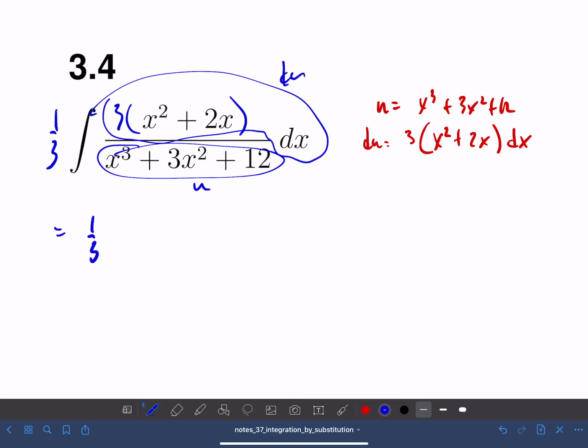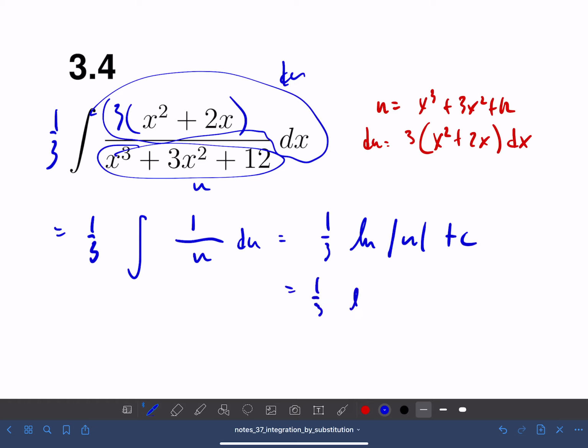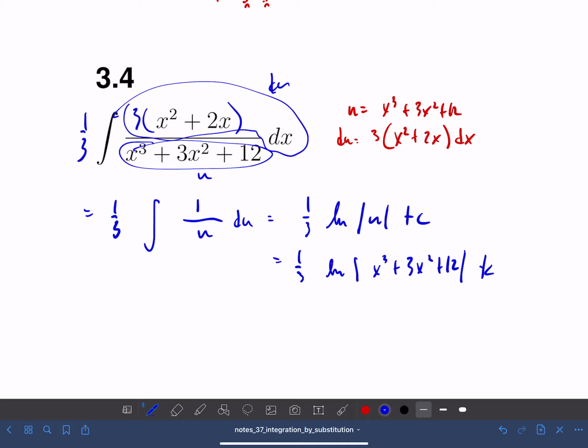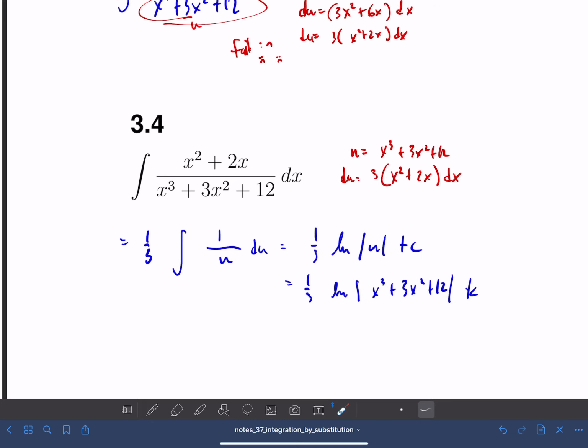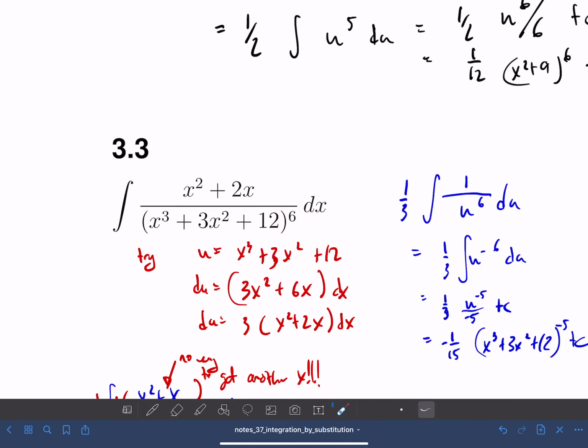So this is equal to a third of the integral of 1 over u du. And remember, the power rule doesn't cover the u to the minus 1 case, which is this. So this is a third of the natural log of the absolute value of u plus c. I need you to memorize that one. One third, the natural log of the absolute value of x cubed plus 3x squared plus 12, plus c. Really different, right? So whether you've got powers in the bottom or not makes a big difference. If that's a 1 right there, then it turns into natural log. But when it was a 6, it goes to minus 5.